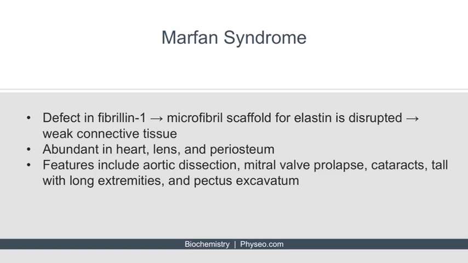As I briefly mentioned a moment ago, Marfan syndrome is a genetic disorder that results in a defect in fibrillin-1. Because this is a component of the microfibril scaffold, it can impair elastin synthesis and can result in weak connective tissue. Fibrillin-1 is particularly abundant in the heart, the lens, and the periosteum. So defects in the protein primarily affect these tissues. From this, we could deduce some of the features, and these include aortic dissection, mitral valve prolapse, cataracts, individuals who are tall with long extremities, and a caved-in chest appearance, which is known as pectus excavatum.